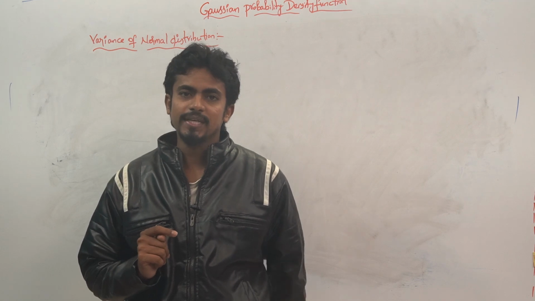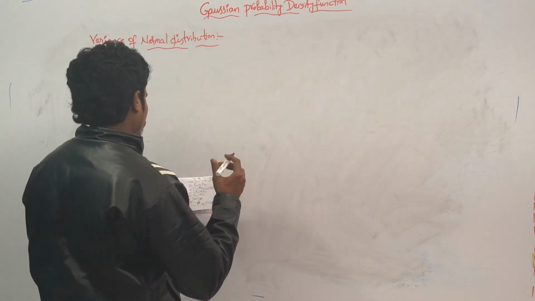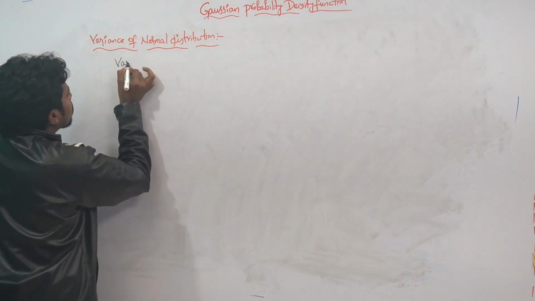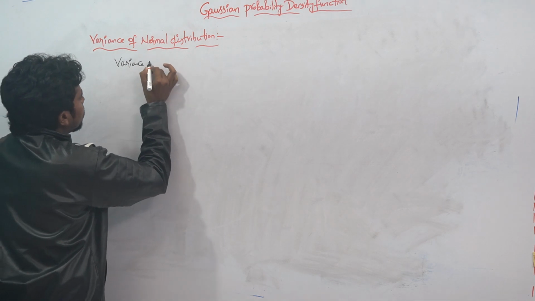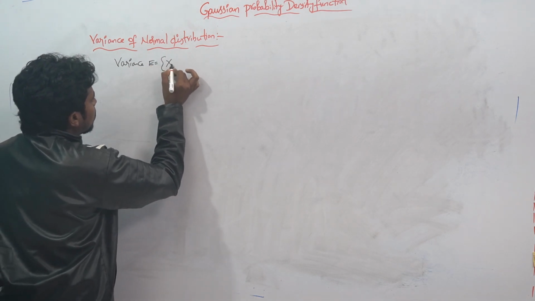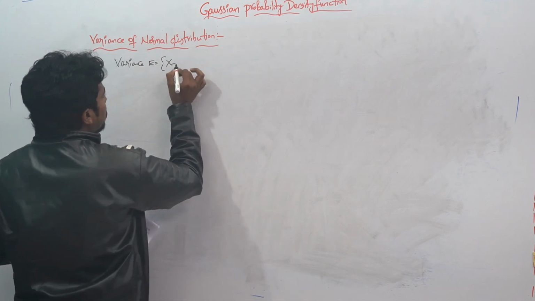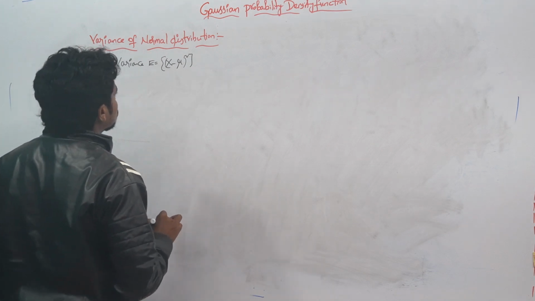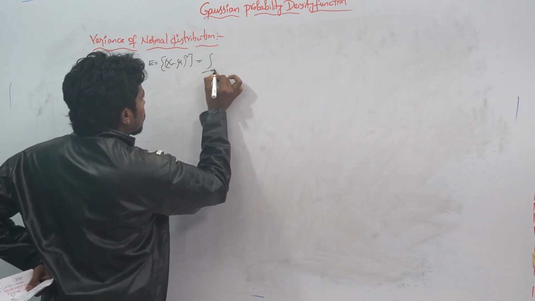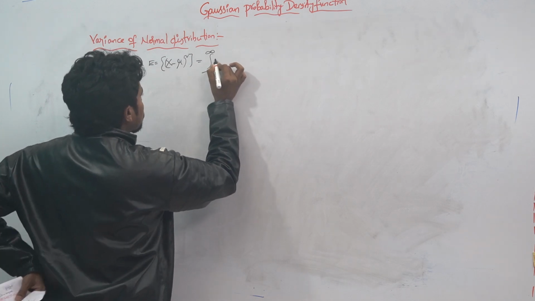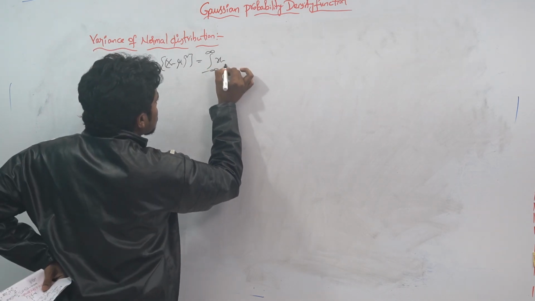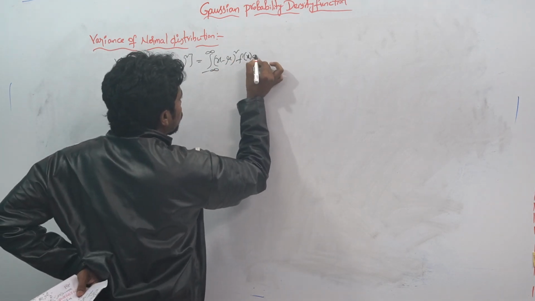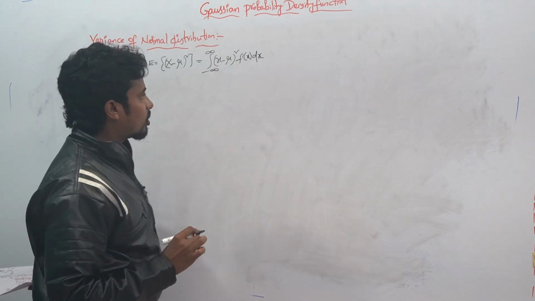The variance can be represented as E of (x minus mu) whole square. So that will be equal to the integration from minus infinity to infinity of (x minus mu) whole square into f of x into dx. You already know the formula for f of x.